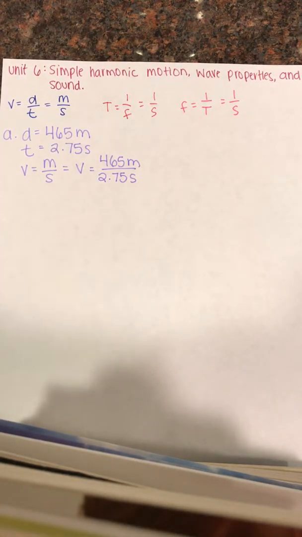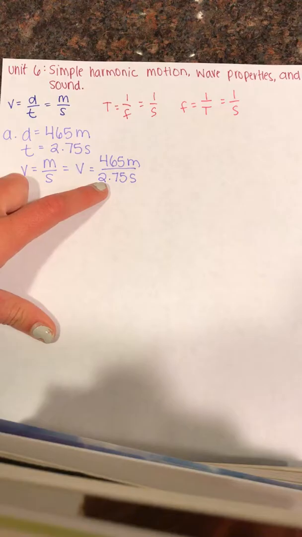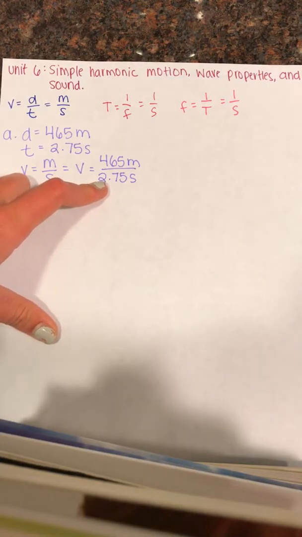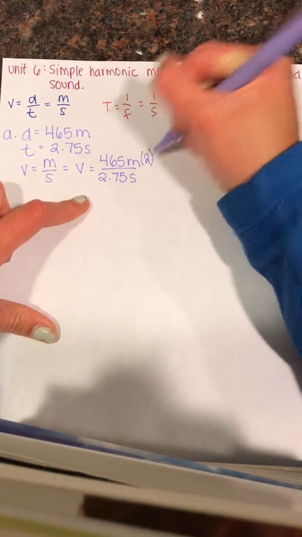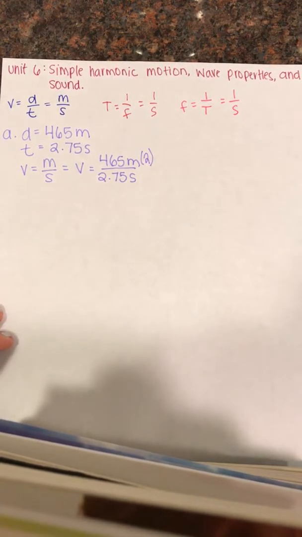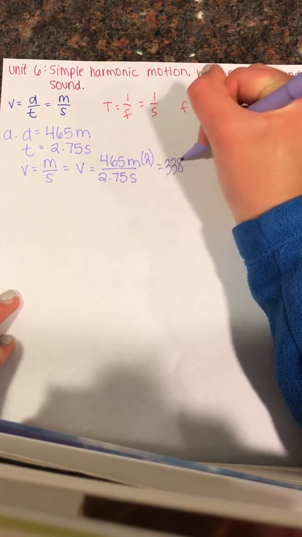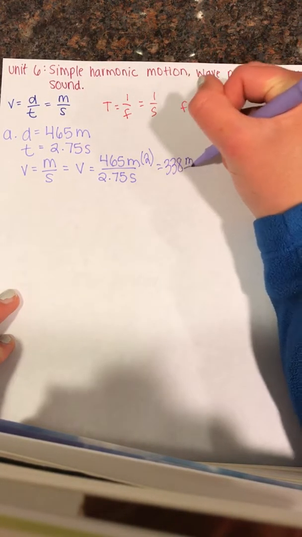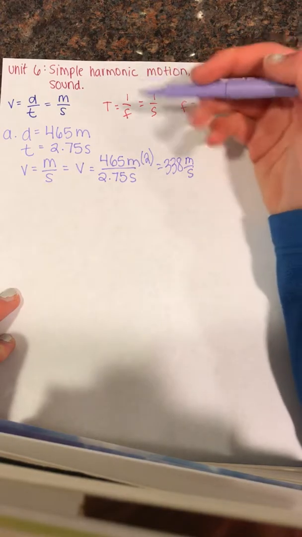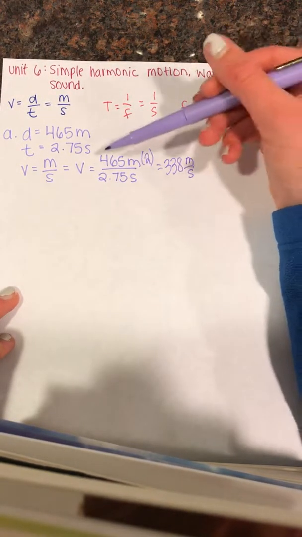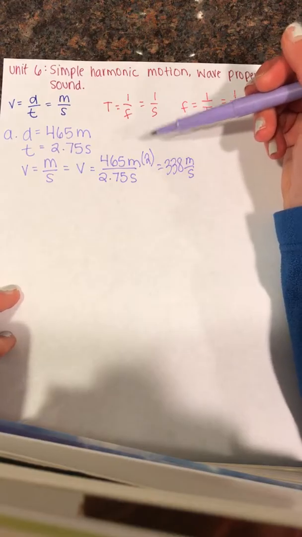However, in the question, we know that we're talking about an echo, which means that this happens twice. So, in order to solve this first question, what is the speed of sound, we have to multiply the distance by 2, because it's going to happen twice. So when we solve this, we get 338 meters per second.